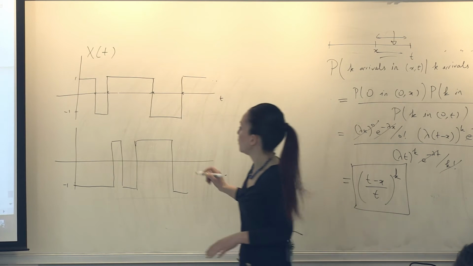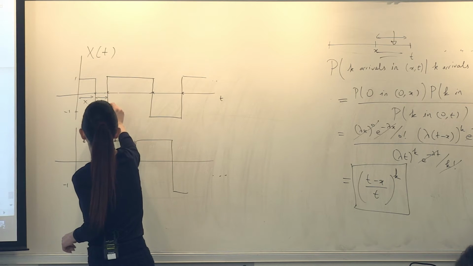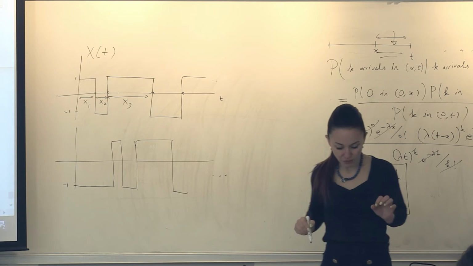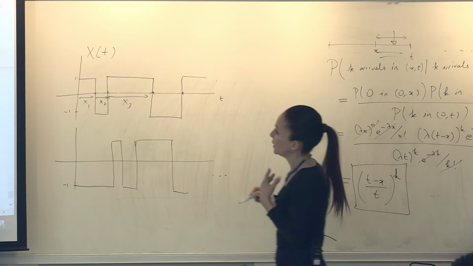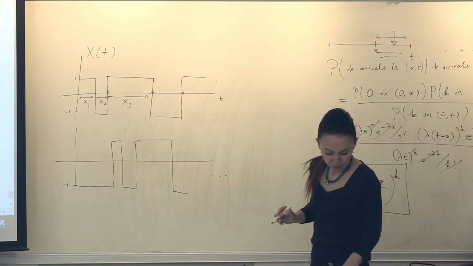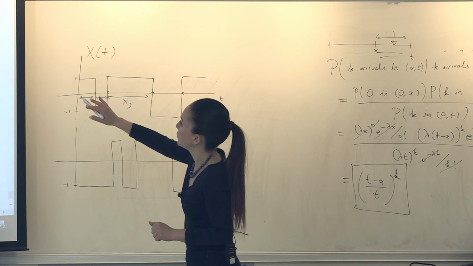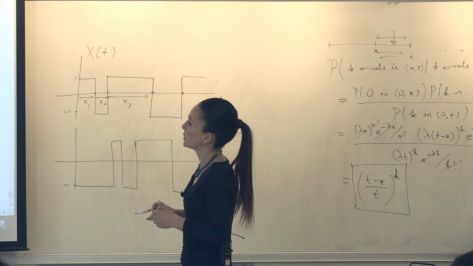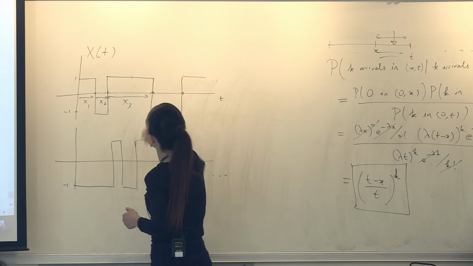Okay. Now, what are the inter-arrival times? We know that the inter-arrivals, I'm sorry, are exponential. Now, basically, the question asks us to show that x of t is 1 with probability 1/2. So take any time t, what is the value?